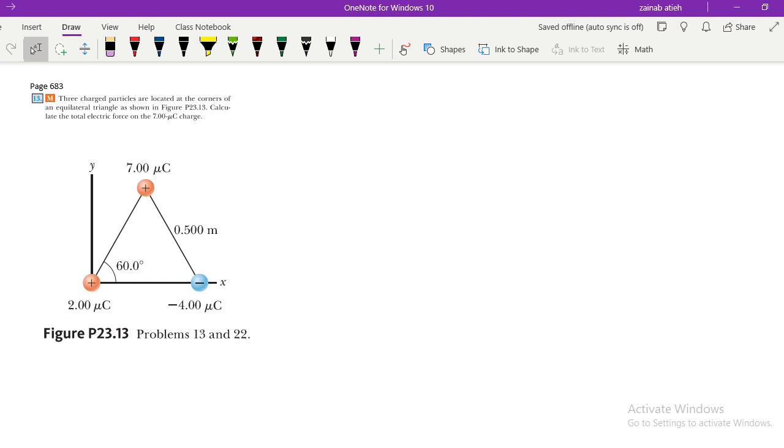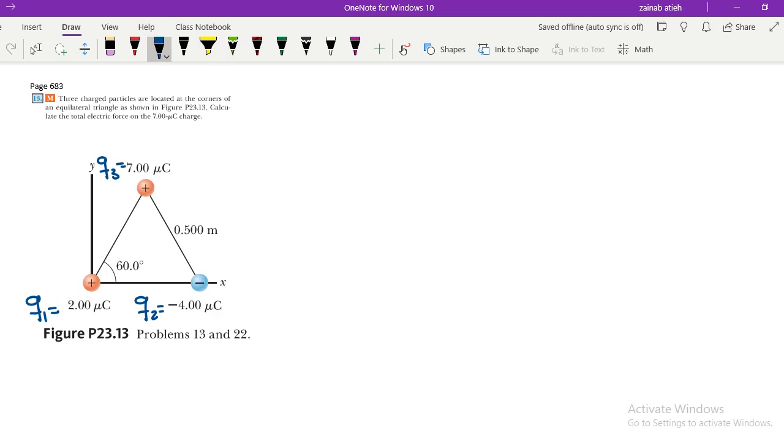Because they don't have names, I will call them names, which helps me explain. I will call this one Q1, this Q2, and this one Q3. In this question he requires the total electric force, so the force exerted on the 7 microcoulomb charge, which is Q3 for me. So we are going to find the force exerted by 1 on 3 and the force exerted by 2 on 3 and then add them, because he's asking for the total force on Q3, which is the 7 microcoulomb charge.